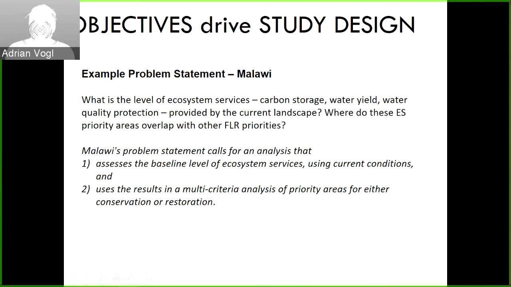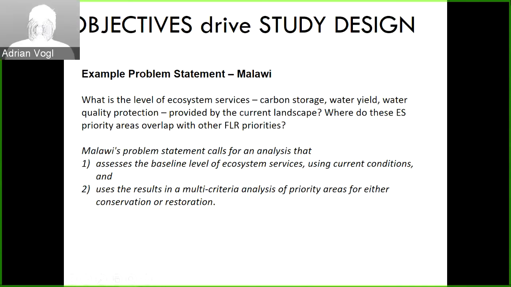In this case, this problem statement really calls for an analysis that looks at the baseline level of ecosystem services using the current landscape, and then uses those results in a multi-criteria analysis to identify priority areas, either to conserve where ecosystem services are high or to restore where ecosystem services are lower or are threatened.